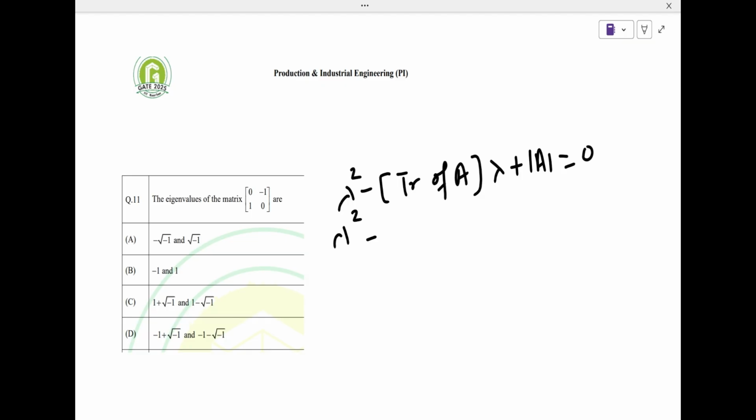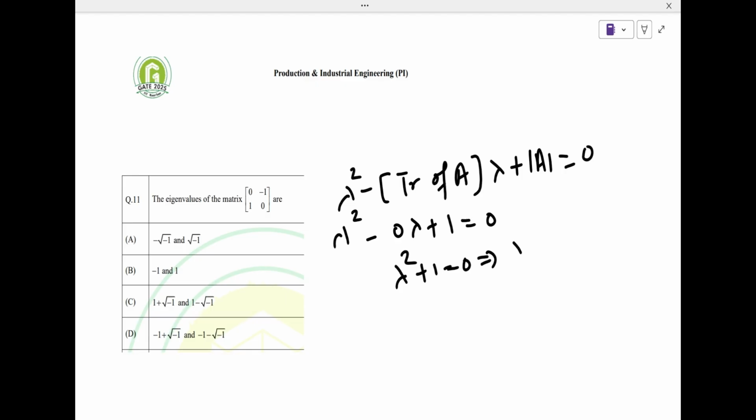We have to find out the eigenvalues for the given matrix 0, minus 1, 1, 0. So, the shortcut method to find out the eigenvalue is lambda square minus trace of A, which means the sum of the diagonal elements of the given matrix A, into lambda plus determinant of A is equal to 0. So lambda square, the sum of the diagonal elements is 0 over here, into lambda plus determinant is 1, equals 0. So lambda square plus 1 is equal to 0.